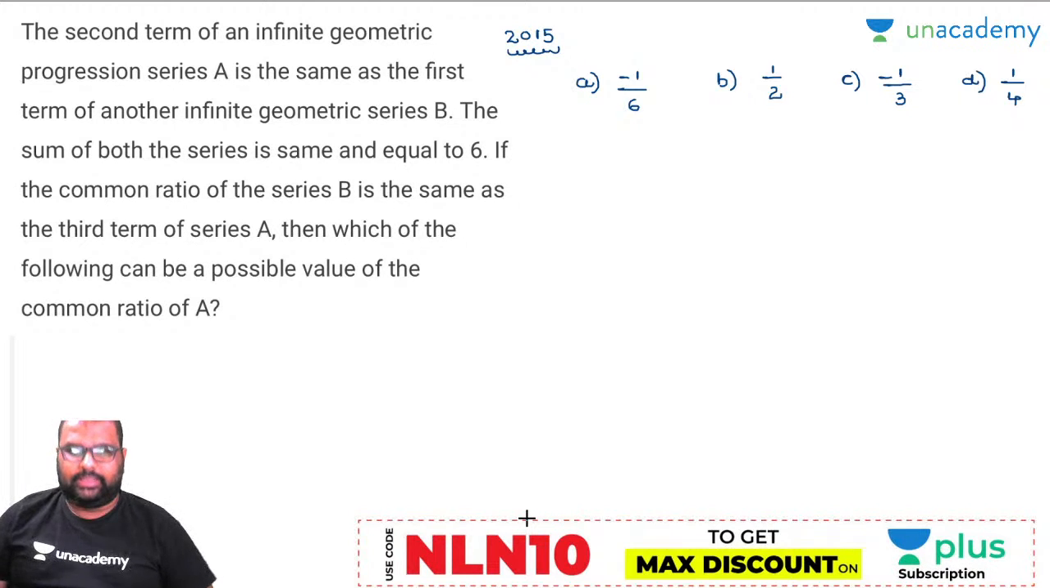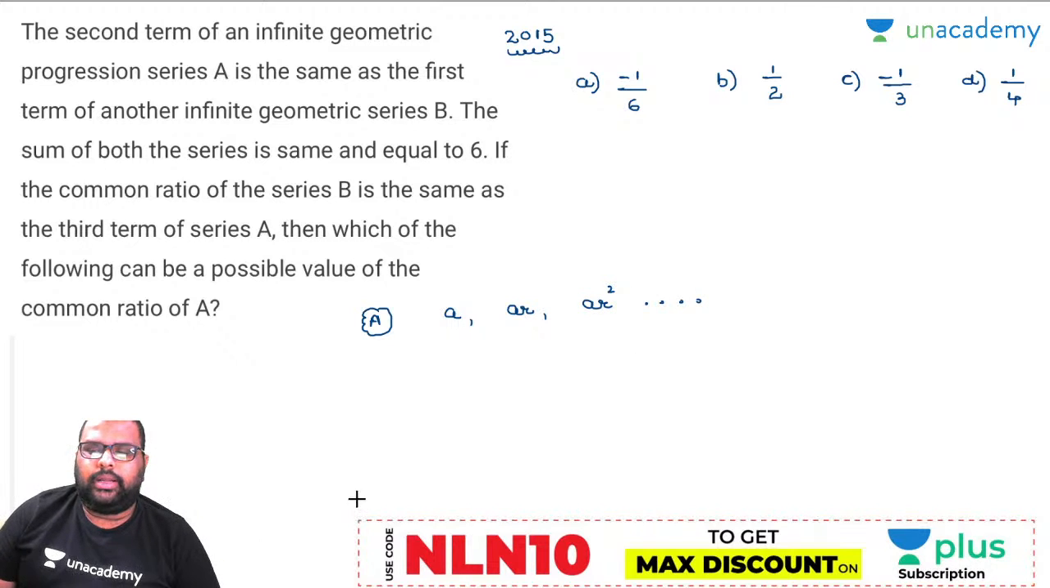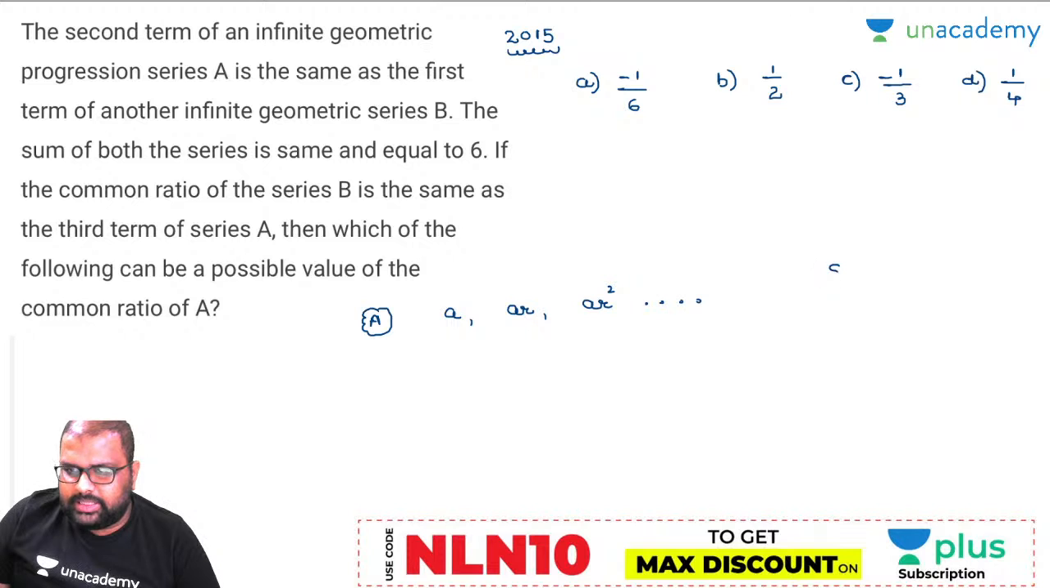So I'll write down like this. First of all, I will write down the A series there. Now what is the A series? Infinite geometric series: A, AR, AR square, and so on. So the sum of the infinite geometric series with first term A is A by 1 minus R, which is equal to 6.